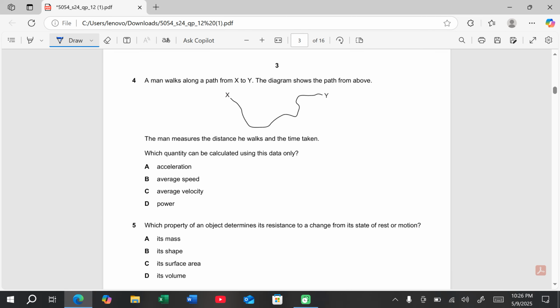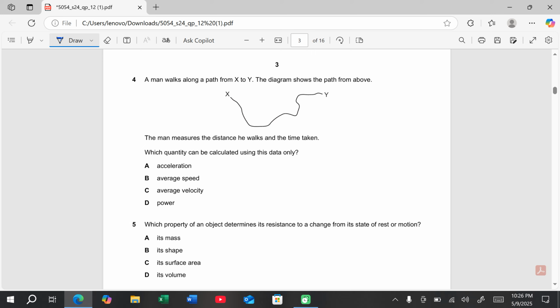Question number 4. A man walks along a path from X to Y. The diagram shows the path from above. The man measures the distance he walks and the time taken. Which quantity can be calculated using the data only? So that's very easy. We have only one quantity which uses the distance and the time. Distance and time is being measured with this. We measure speed in this. So that's an average speed.